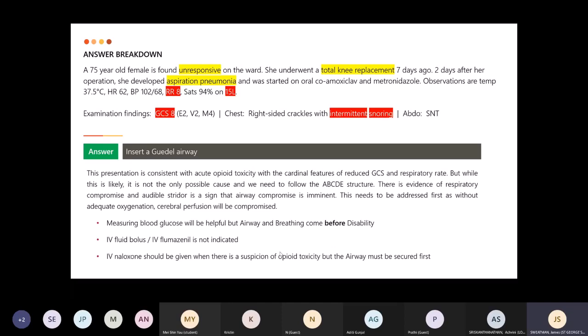So measuring blood glucose is incredibly helpful and much more common than opioid toxicity. But obviously in an exam situation, we can't pick and choose the findings that we have. And we need to prioritize airway and breathing before disability, which is where BM normally comes in. IV fluid bolus, IV flumazenil is not indicated. IV flumazenil is a different presentation. And IV naloxone, which is the reversal agent for opioid overdose, should be given where there is a suspicion of opioid toxicity, but we need to secure that airway.